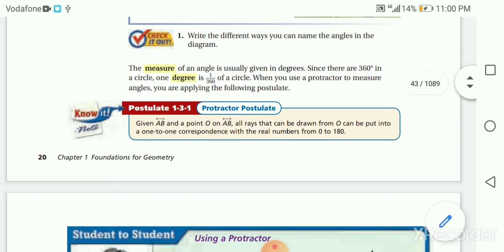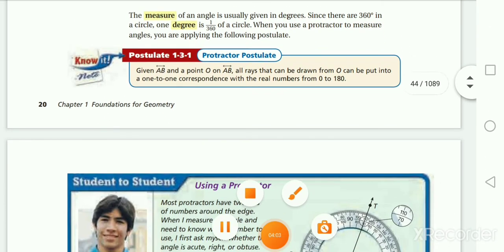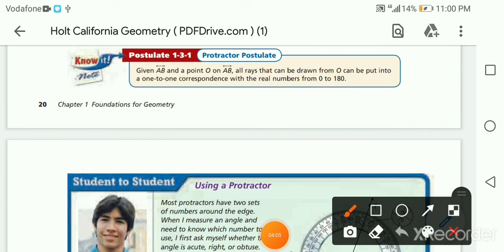So what's the following postulate? Given line AB and a point O on line AB, all rays that can be drawn from O can be put into a one-to-one correspondence with the real numbers from 0 to 180.